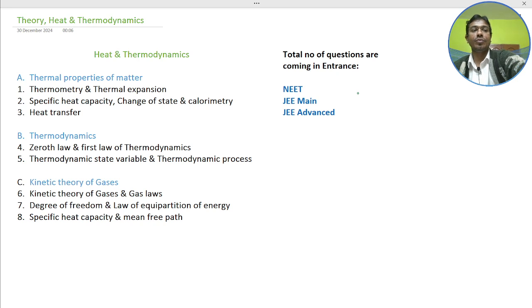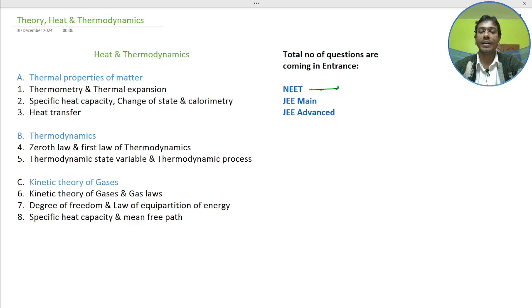Today we cover the thermal properties of matter: thermometry and thermal expansion, specific heat capacity, change of state and calorimetry, and heat transfer. Next, thermodynamics: the zeroth and first law, thermodynamic state variables and thermodynamic processes, the kinetic theory of gases and the gas laws, degrees of freedom and the law of equipartition of energy, specific heat capacity and mean free path.